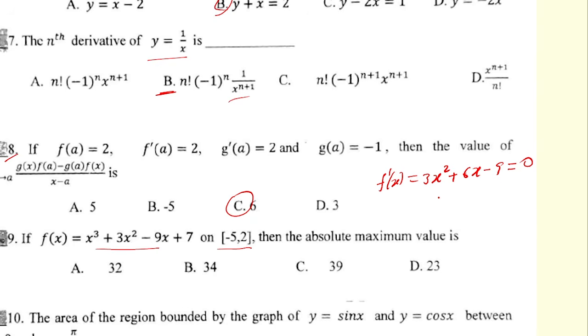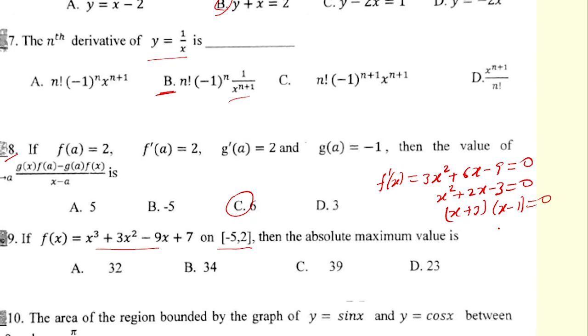So divide both sides by 3. x squared plus 2x minus 3 is equal to 0. So factorize this one. x plus 3, x minus 1 is equal to 0.